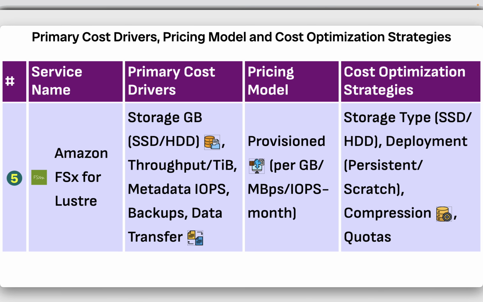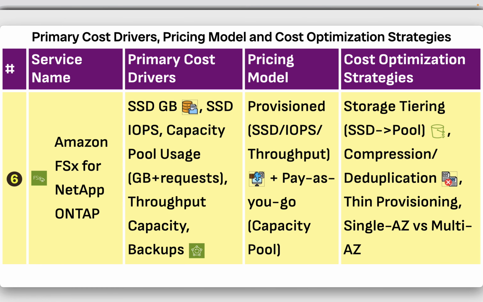Next, FSx for Lustre. Primary cost drivers are storage GB, and that can be SSD or HDD. Throughput per TB, metadata IOPS, backups, data transfer. Pricing model is provisioned and per GB per Mbps IOPS per month. Cost optimization strategies are choosing the storage type, deployment type which can be persistent or scratch, compression and quotas.